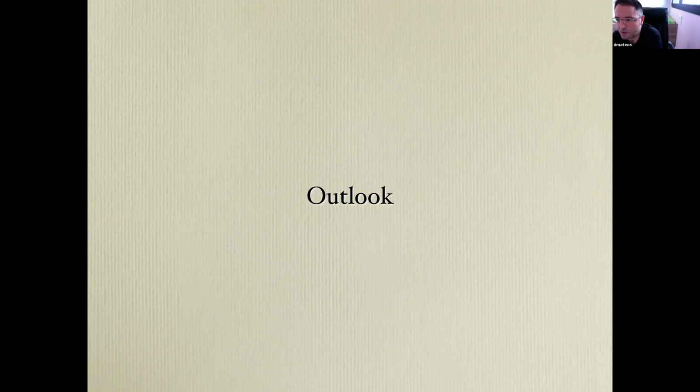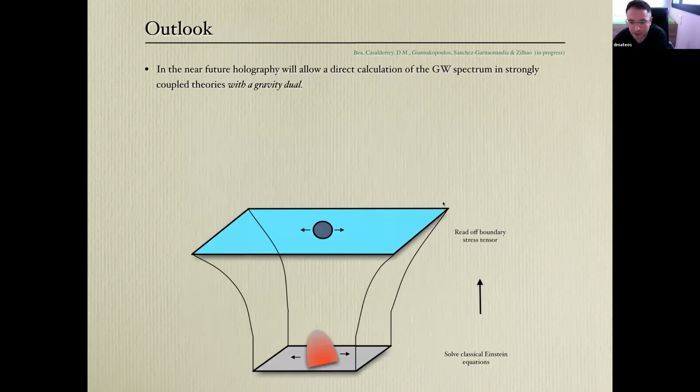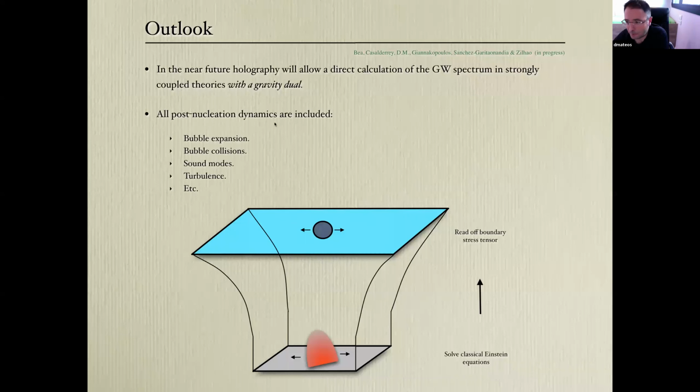Okay, so let me finish with the outlook. Let me go back to this picture that I showed you at the beginning. In the nearish future, I think we'll be able to use holography to calculate directly the gravitational wave production in a strongly coupled gauge theory with a gravity dual. What I mean by this is that all the post-nucleation dynamics is included when you read off the boundary stress tensor from the evolution of Einstein's equations here. You don't have to extract a bubble velocity or other parameters. It's all included. Once you specify the gauge theory with the gravity dual, it's all included in this stress tensor. All that dynamic is included here.